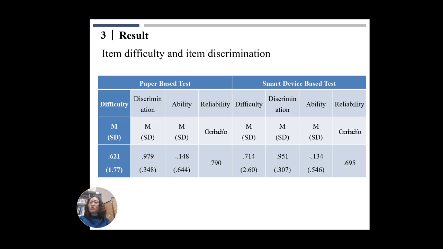With regard to their item discrimination, the PBT had 0.979 and the SBT had 0.951, both of which were appropriate in the scope of item discrimination. Therefore, item discrimination was not different between the two trial tests.